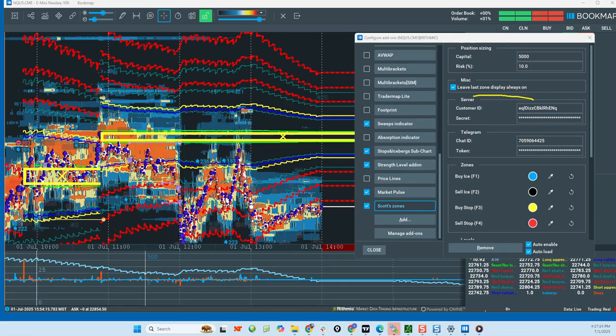So I get questions all the time about that. You don't have to put any ID in with the new version, so don't worry about that. I do it because we're doing something with automation, but you don't have to worry about that.